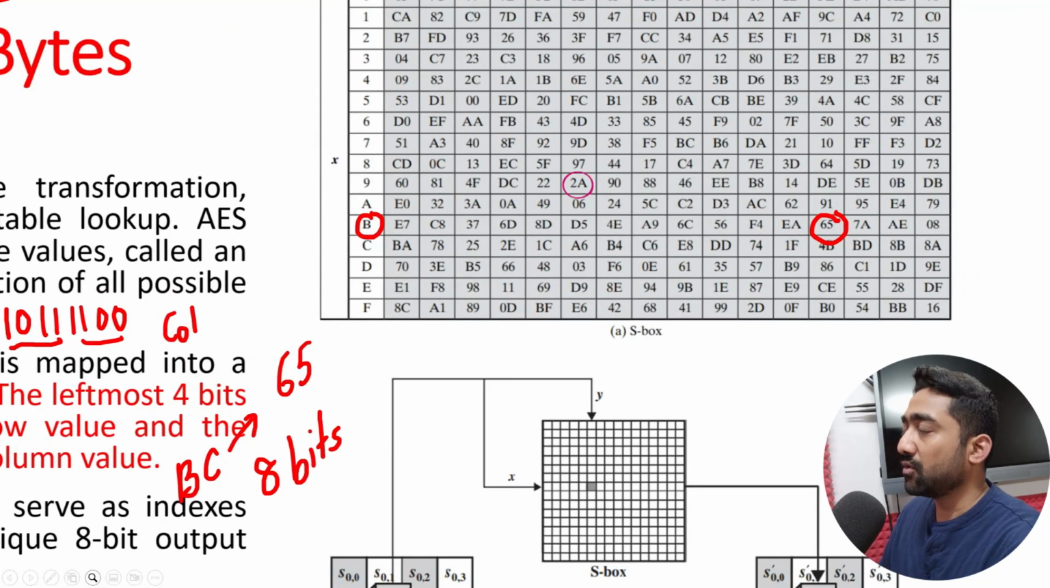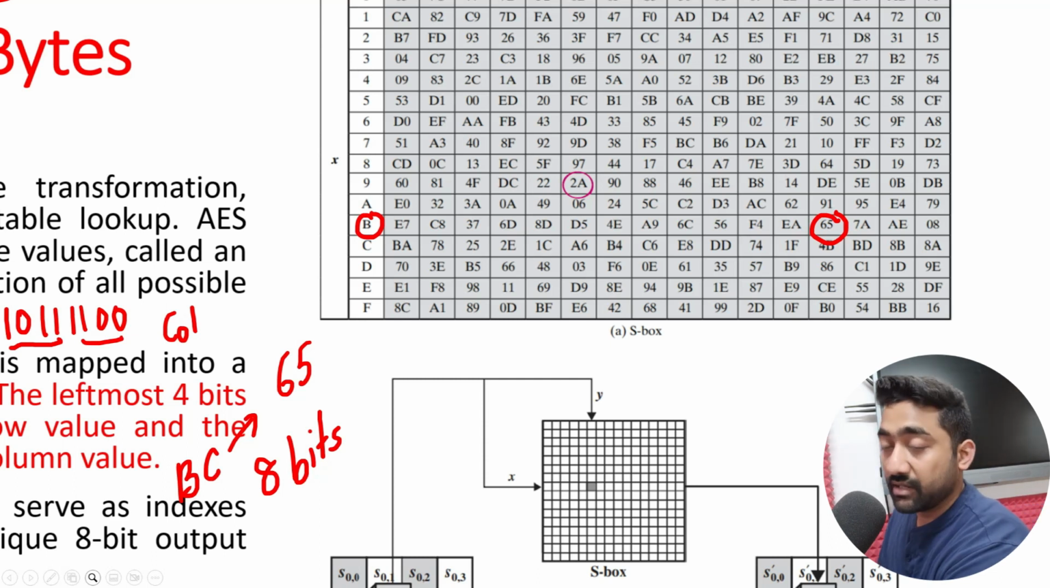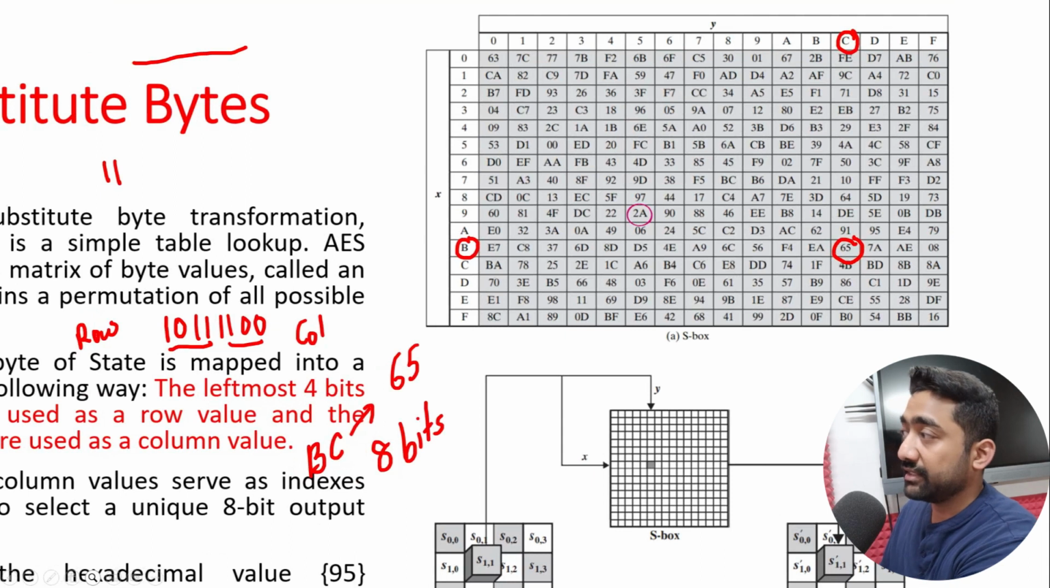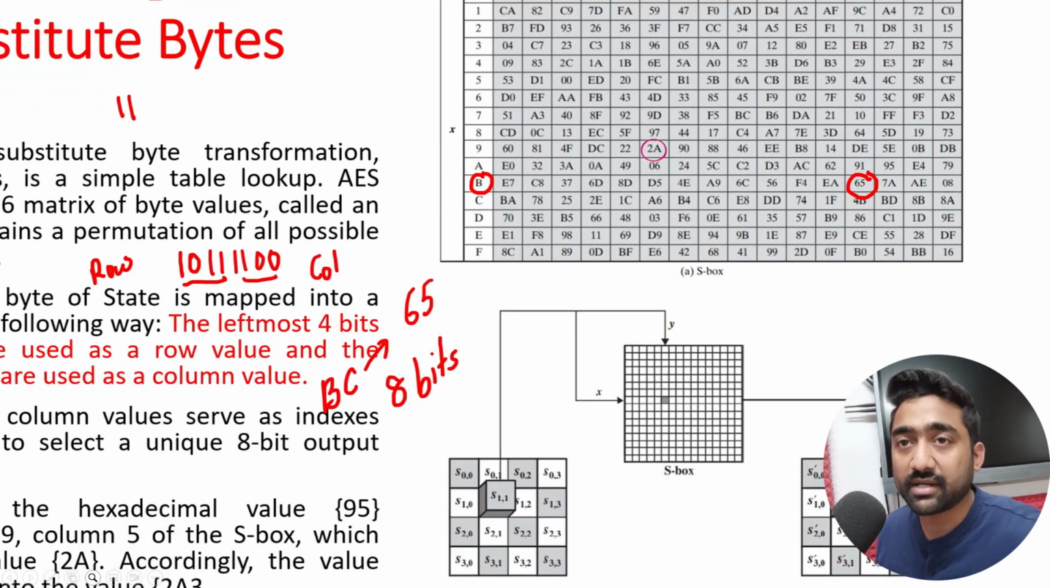9 will give me the row, 5 will give me the column. So the entire process remains exactly the same. If it's in binary, it will be termed like this. If it's in hexadecimal, it will be considered like this. So this is how S-box substitution works.